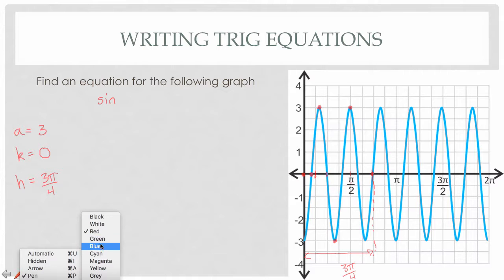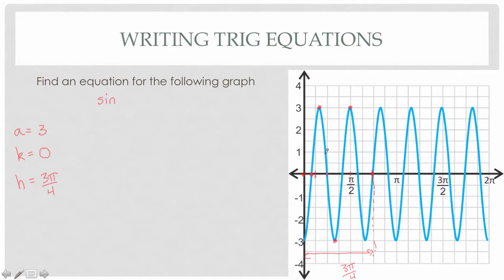Let me put a different color here. Let's go black. So we need to look at one full frequency and try and figure out how often it happens. So if I'm starting here and I go all the way to 2 pi, it looks like in that span of 2 pi right here, it ends right there. So how many waves is that? It's 1, 2, 3, 4, 5, 6 waves. So the frequency is 6.